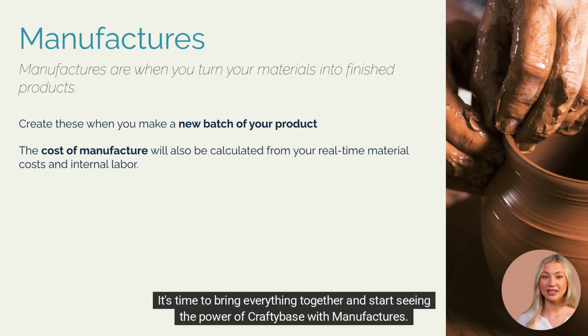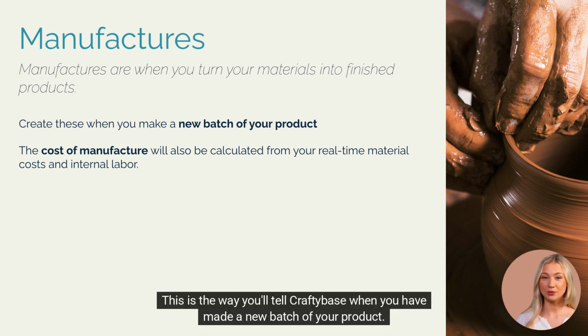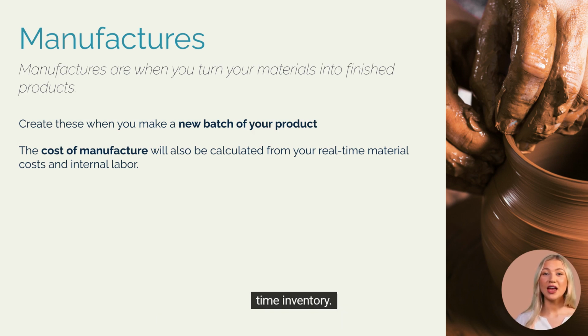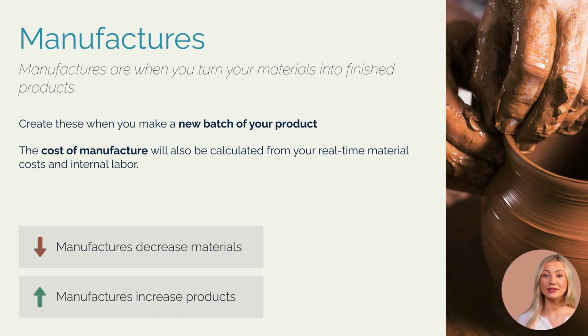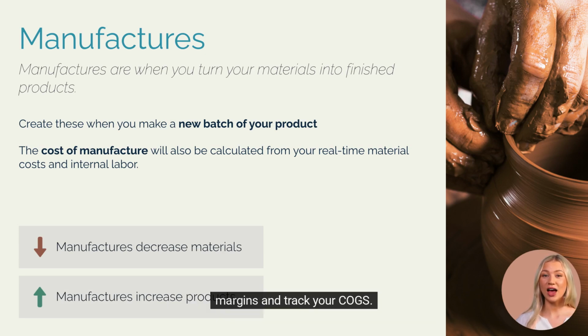It's time to bring everything together and start seeing the power of Craftybase with manufactures. This is the way you'll tell Craftybase when you have made a new batch of your product. Every single time you make product, this needs to be entered as a manufacture to calculate your real-time inventory. Creating a manufacture will instantly decrease the materials you have used and also increase the stock of your product made. If that wasn't amazing enough, it also calculates your exact cost of manufacture so you can see your margins and track your COGS.